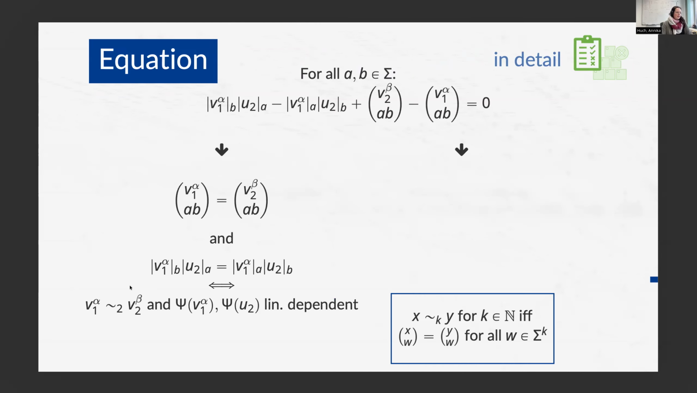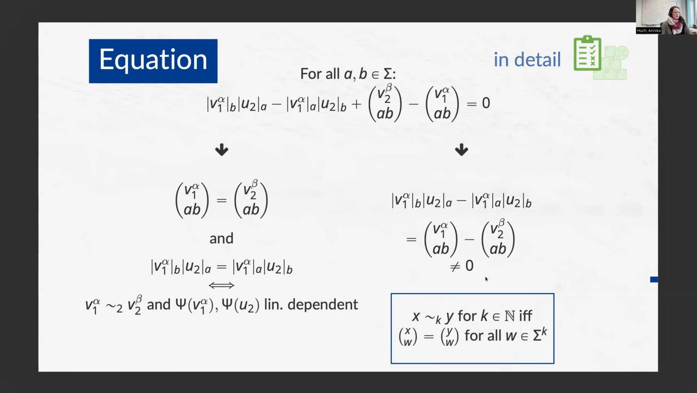And then we obtain that those two words are binomial equivalent because it holds for all letters. So this is just the definition of binomial equivalence, and that the Parikh vectors of v1 to the alpha and u2 are linearly dependent, or that those two are non-zero. As I said before, if this is the case, we have the problem that there might not be any point of intersection or a non-unique solution to the system.